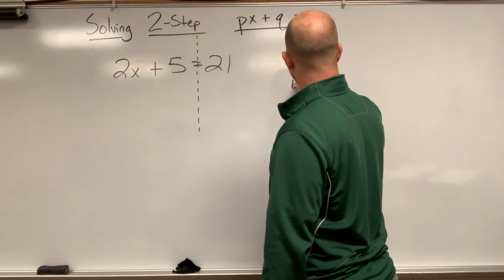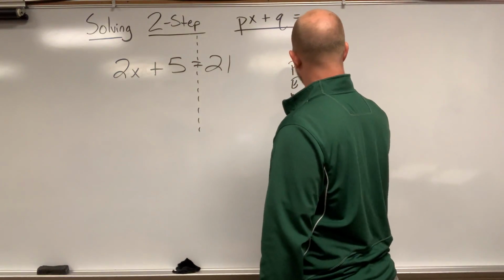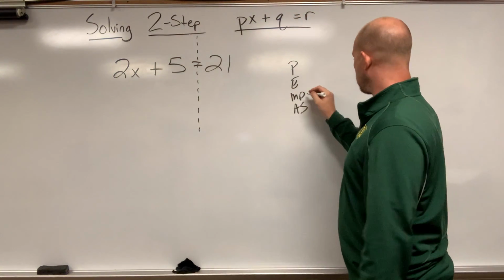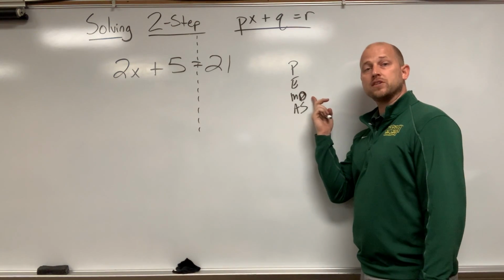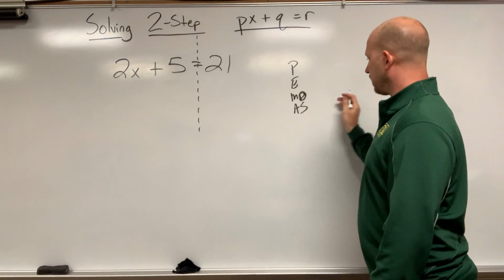This is the way that I show you guys. Multiplication and division are equal, and so are addition and subtraction. We go left to right.